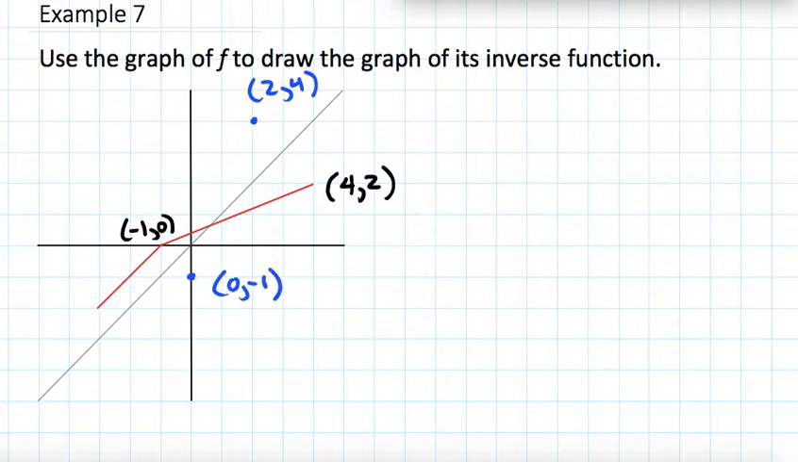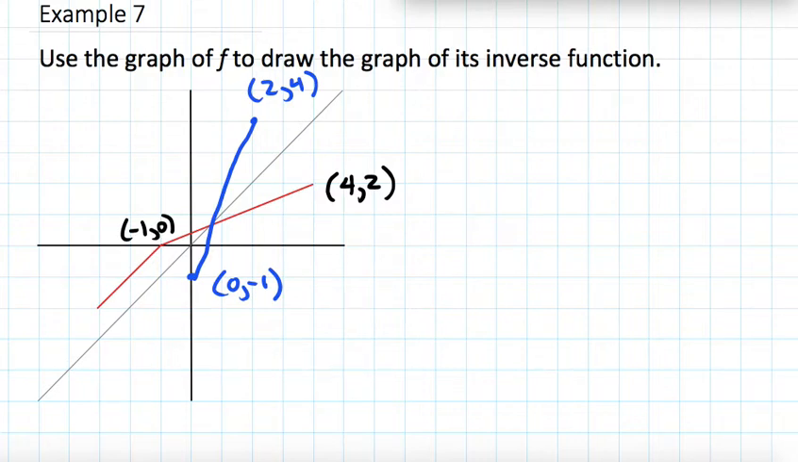And I see that those 2 points are connected with a line on the original graph, so I'm going to connect them with the line on the inverse. And you can kind of see, I didn't draw it too well, but you can see how this is going to be a reflection of the red line over the gray line, y equals x.